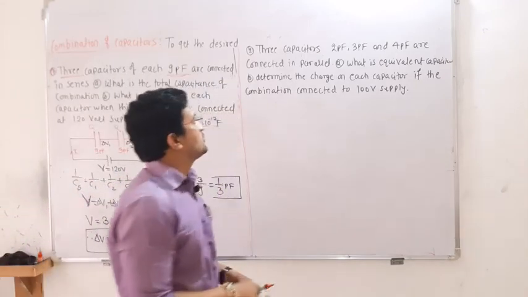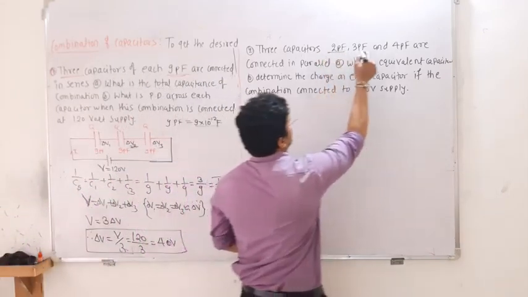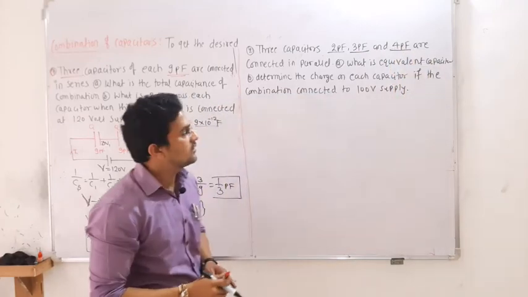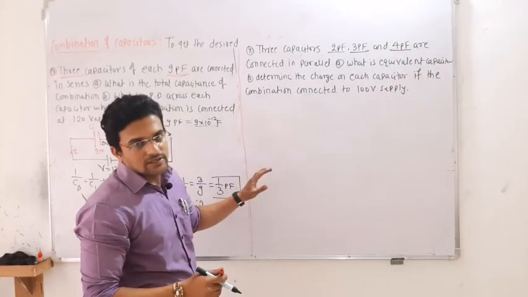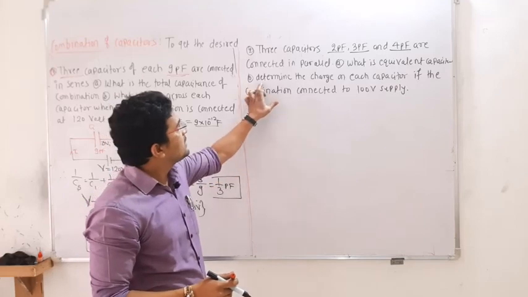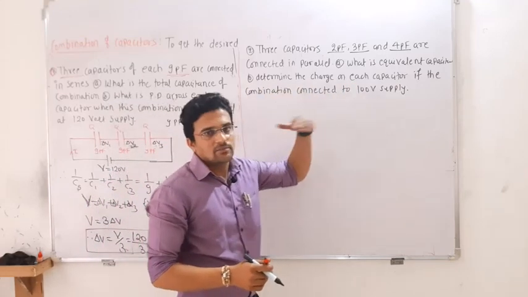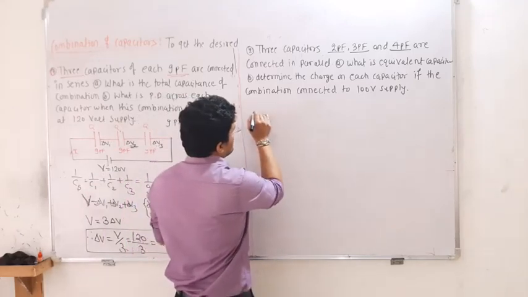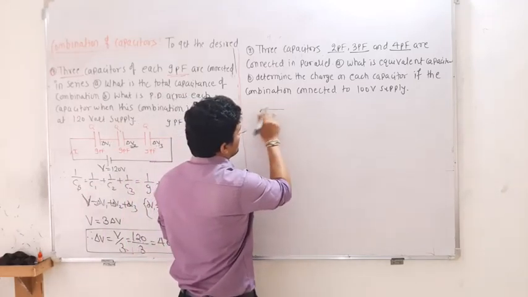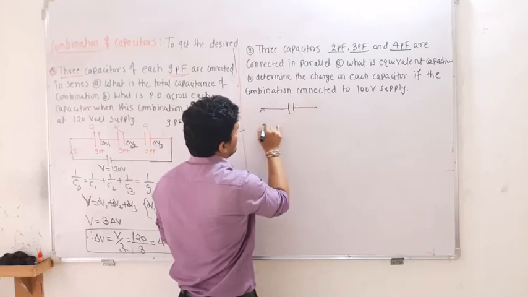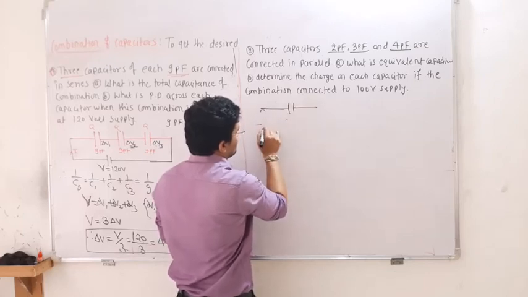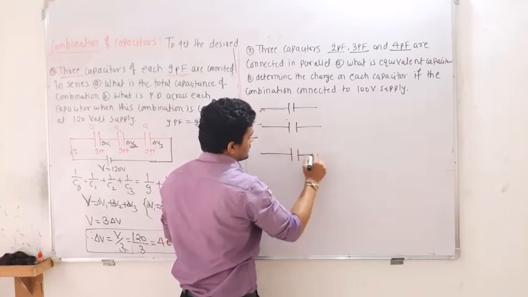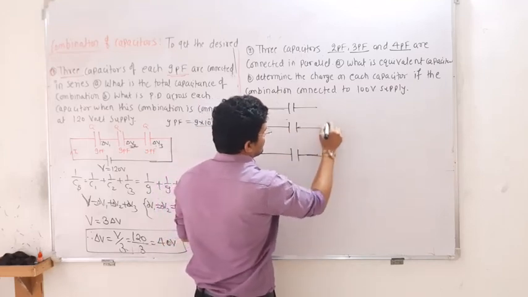Second question: 3 capacitors, 2 picofarad, 3 picofarad and 4 picofarad, are connected in parallel. What is the equivalent capacitance, that means Cp, and determine the charge on each capacitor. That means you have to find out Q1, Q2 and Q3. So first draw the diagram. These are the 3 capacitors, C1, and then C2, and this is C3.